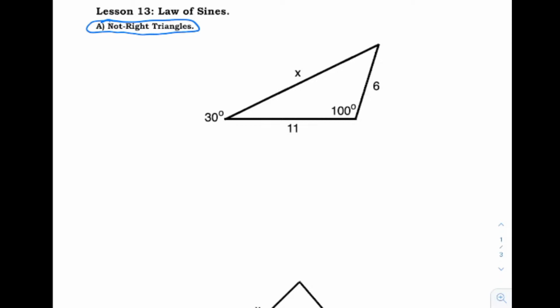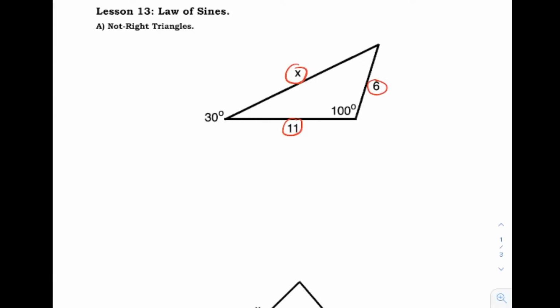So for most of this trig part of our course, we've been playing with right triangles, of course. Last time we saw how to find the sine of an obtuse angle, but now, how do you play with a triangle that has an obtuse angle, like 100 degrees right here? We've got the 6, we've got the 11, we want the x.